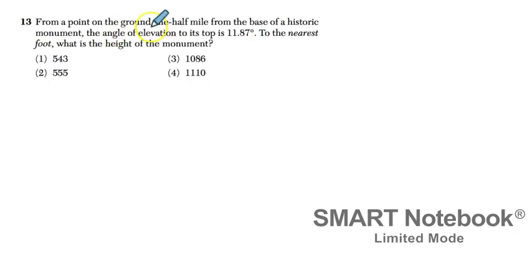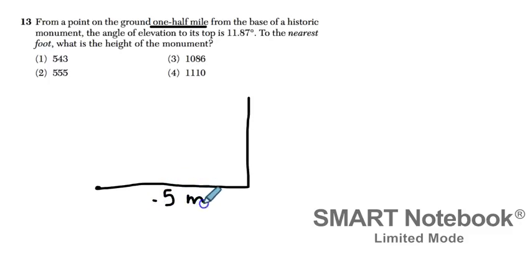From a point on the ground, 1/2 mile from the base of a historic monument. So we've got a point on the ground. We're 1/2 mile from the base of a monument. So this is 1/2 mile. The angle of elevation is 11.87 degrees. And we want to know what's the height of the monument. So we're looking for this to the nearest foot.